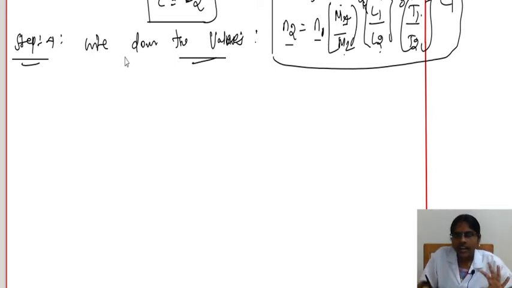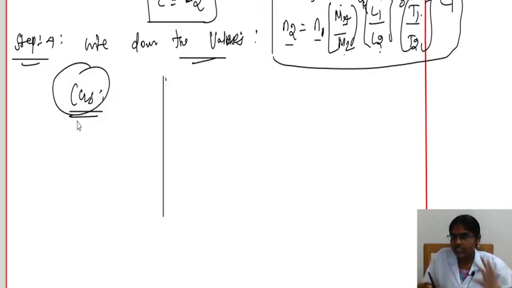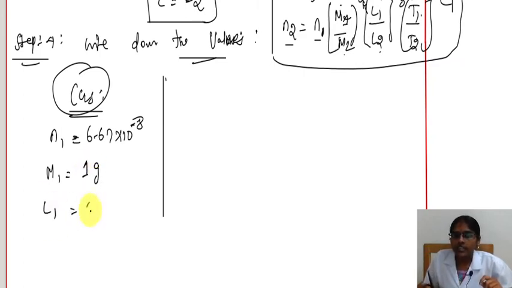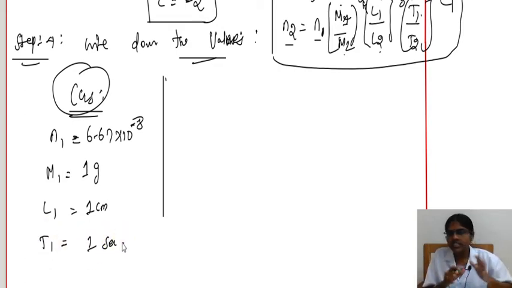So fourth step, write down the values in the corresponding system of units. We write the M1, L1, T1 values in the respective systems. First write CGS, because that is what is given in the question, so that is the known system. There, N1 is 6.67 into 10 power minus 8. I don't need the unit, I just want the number. And M1? In CGS, mass is measured in gram, length in centimeter, and time in second. So I write the values of M, L, T and N in the CGS system.